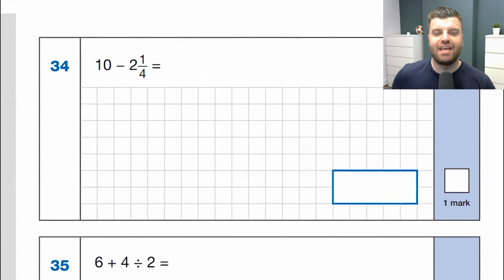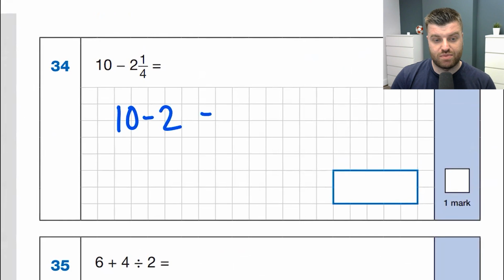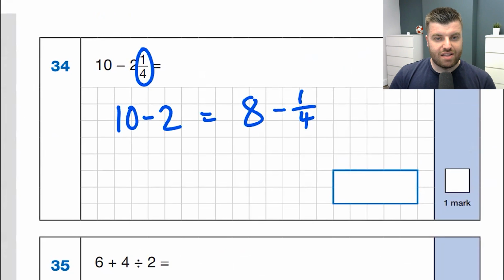Question 34. 10 take away 2 1/4. Guys, this is the way I like to do it. I'm going to do 10 take away 2 straight away. So I'm going to get 8. And now I've only got 1/4 left to take off. So 8 take away 1/4. I'm going to show you a method here I like to use.